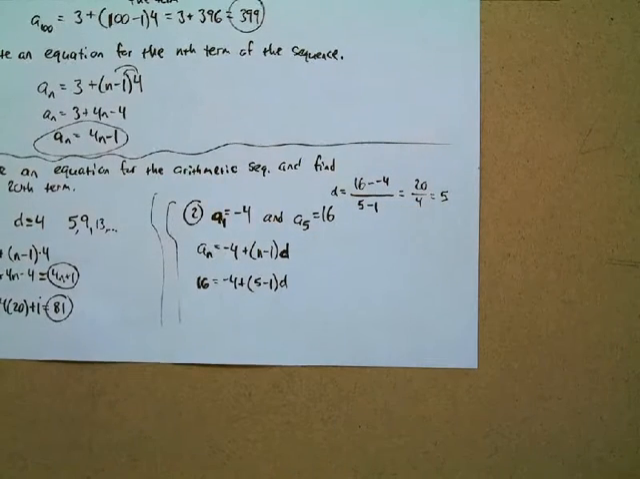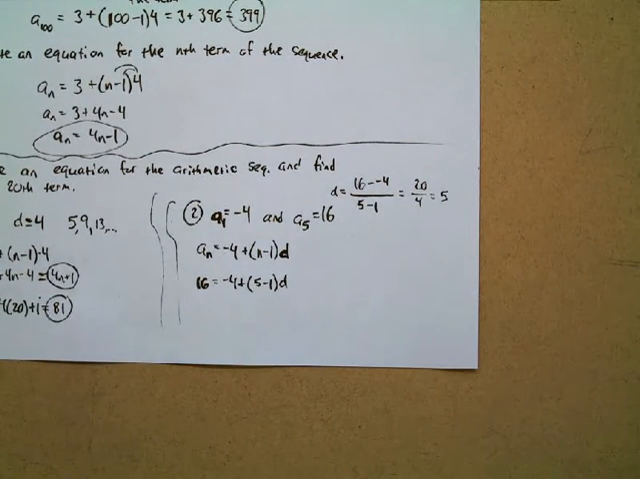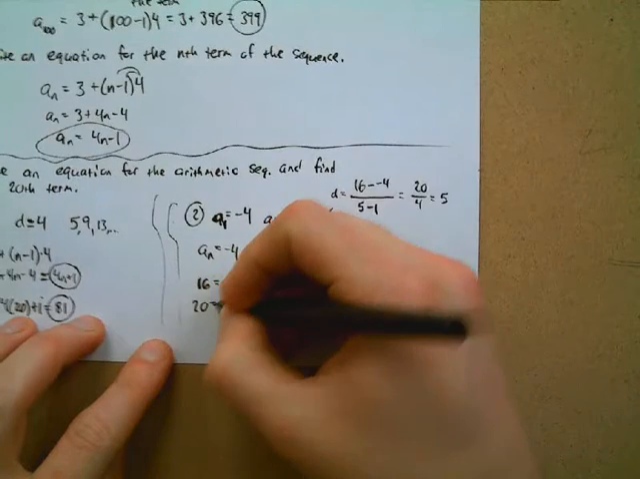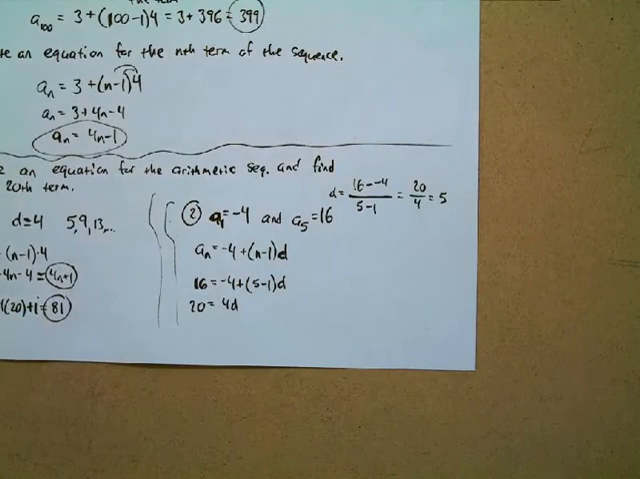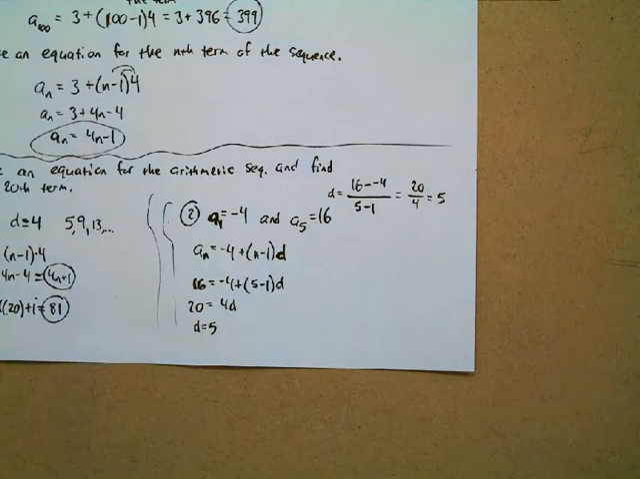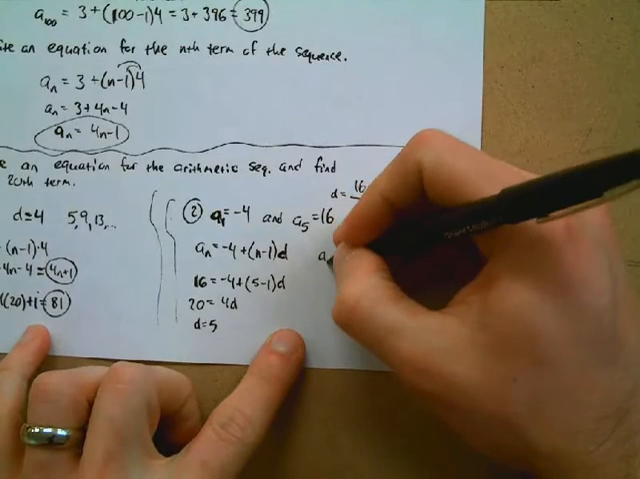All right, and so for our formula then, whoops, messed up there. A sub n equals -4 plus n minus 1 times 5. Okay, and again, you can distribute the 5 there and combine like terms. So you get a sub n equals 5n minus 9 when you combine like terms.